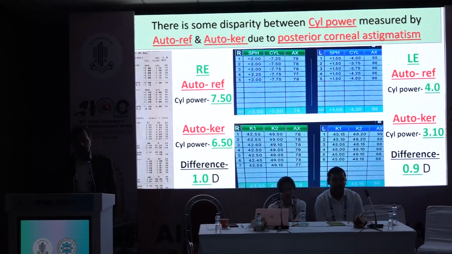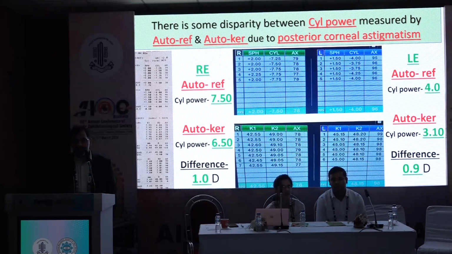If you have noticed in your autoref and autoref keratometer readings, there is a difference in the cylindrical power of the autoref and auto-K. In this case, in the right eye, autoref reading is 7.5 and auto-K reading is 6.5. So the difference is 1 diopter. This difference is due to posterior corneal astigmatism. There is lenticular also, but in the majority of cases it is not there. This is just a basic idea that there is something like posterior corneal astigmatism.